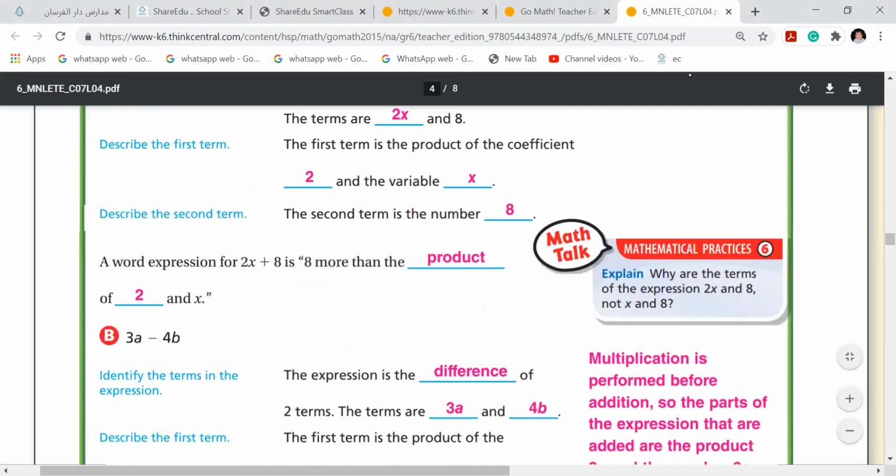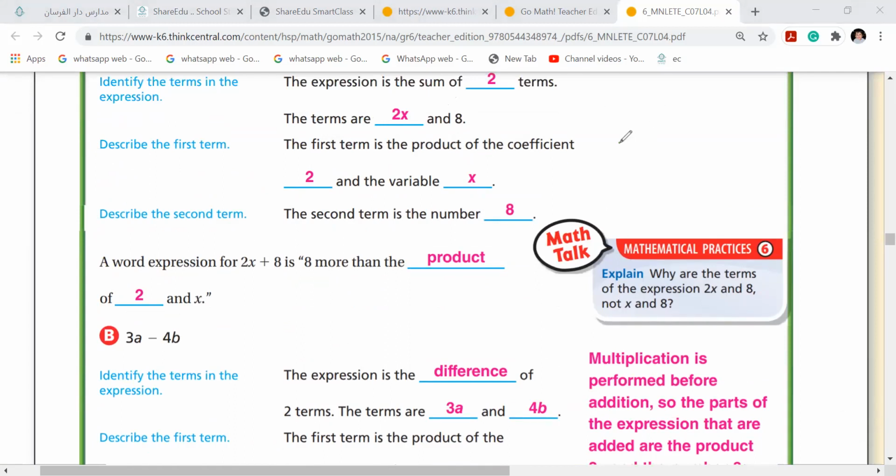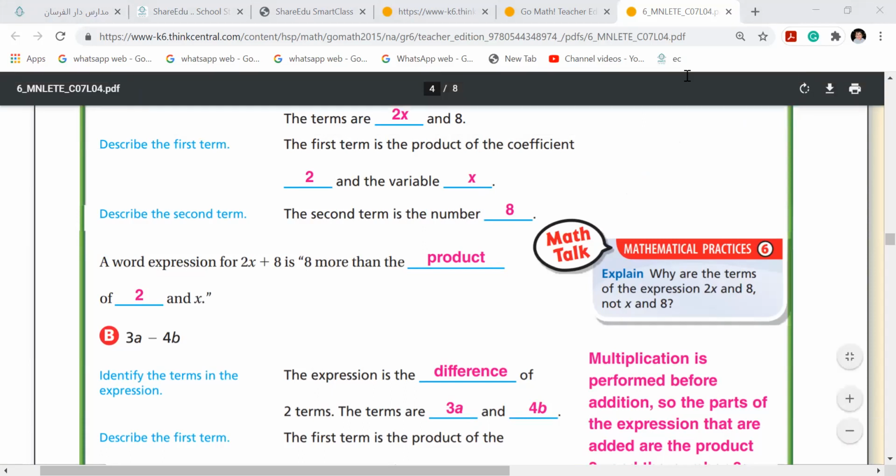Now the first term, 2x, if I ask you to describe 2x, what will you say? It is the product of 2 and x. First thing, you will say the number of terms. I told you, number of terms. There are two terms. Second thing, you will tell about coefficient, variable, and then the number. Then you will tell the relation between 2 and x. It is the product of 2 and x. Did you understand this? Can I go to the next question? Yeah, simple, very simple, Miss.